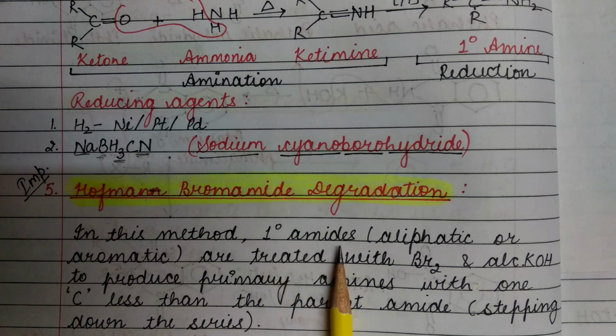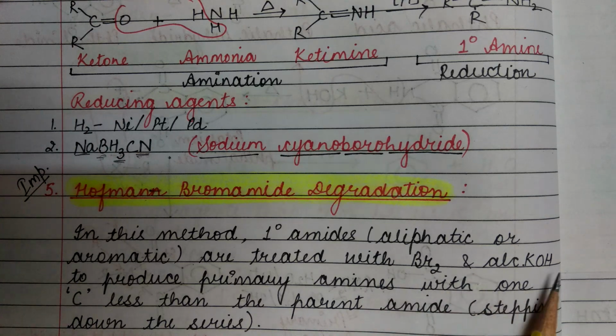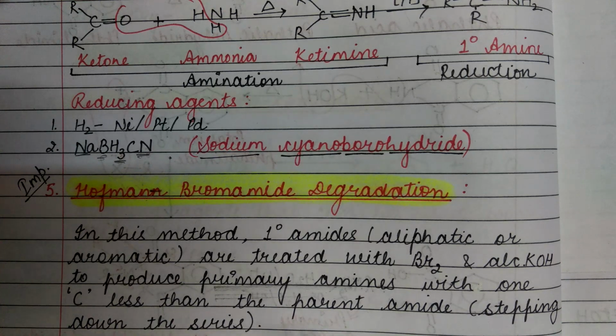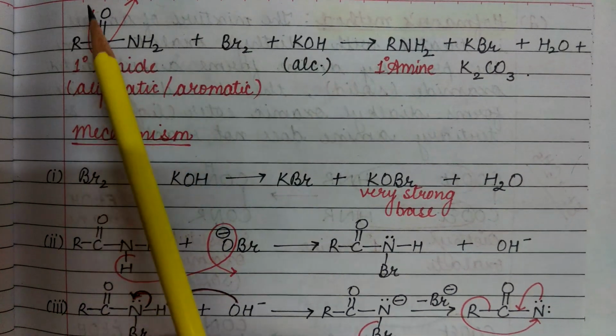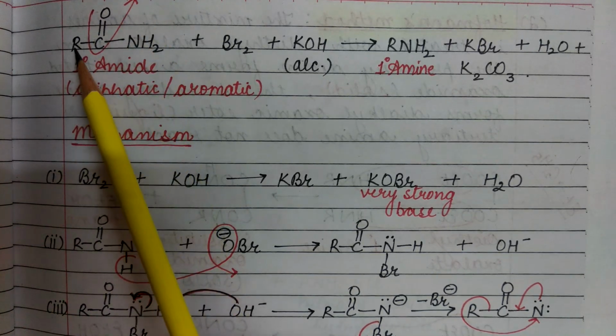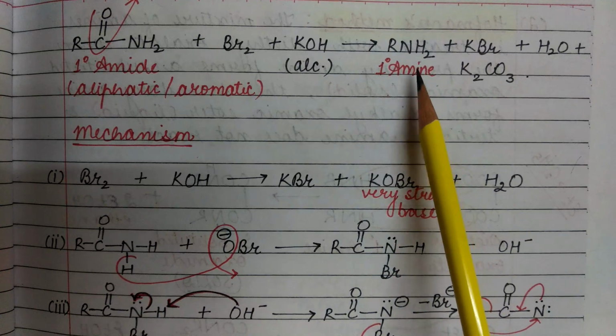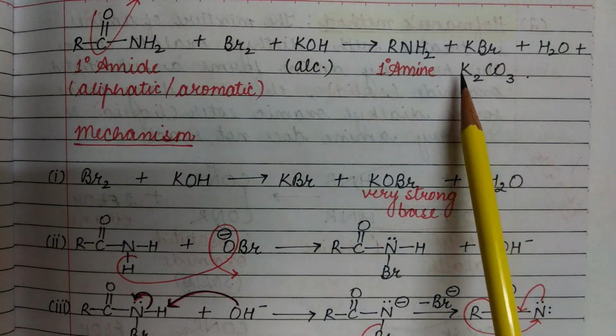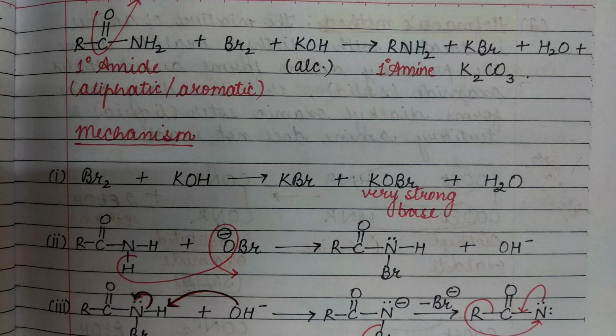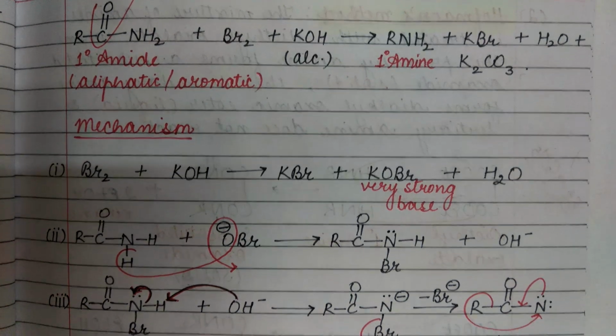The next reaction is Hofmann bromamide degradation. In this method, 1 degree amides, either aliphatic or aromatic, are treated with bromine and alcoholic KOH to produce primary amines with one carbon less than the parent amide, which is called stepping down the series. And this method is a very important method. We take 1 degree amide, either aliphatic or aromatic. From here, CO is removed and we get RNH2, that is 1 degree amine, in the presence of bromine and alcoholic KOH. And also we get KBr plus water plus K2CO3. The mechanism of this is usually asked in exams, so it's also important.